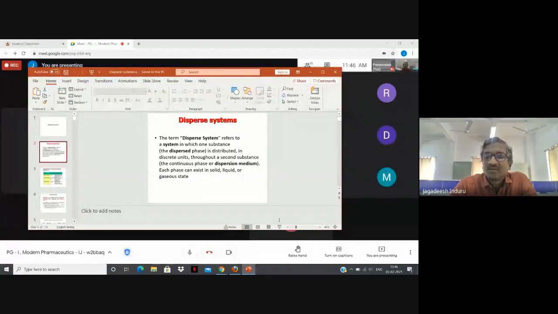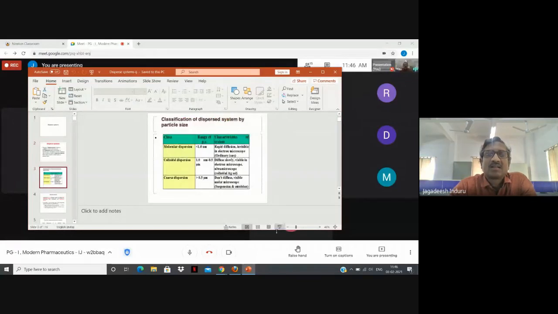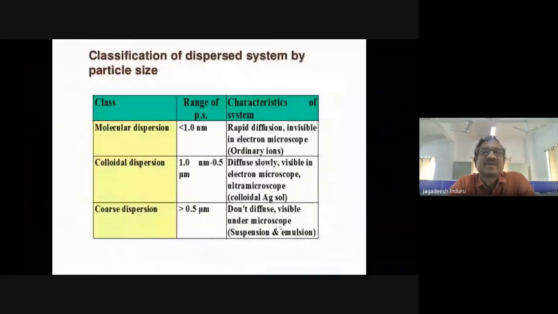Now, all the categories can be divided further into different types of dispersions. They can be classified: one is molecular dispersion, another is colloidal dispersion, another is coarse dispersion. This coarse dispersion has a particle size greater than 500 nanometers, and sometimes the particles are visible under the microscope. Under an ordinary microscope, it is sufficient.